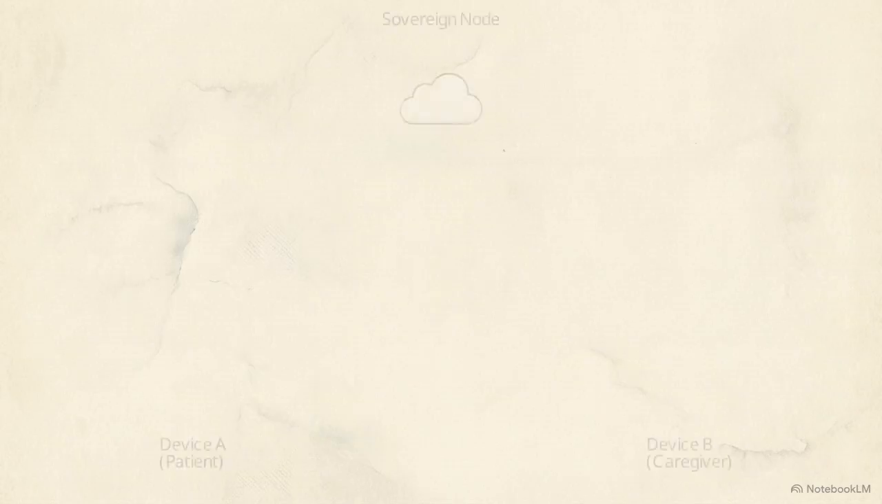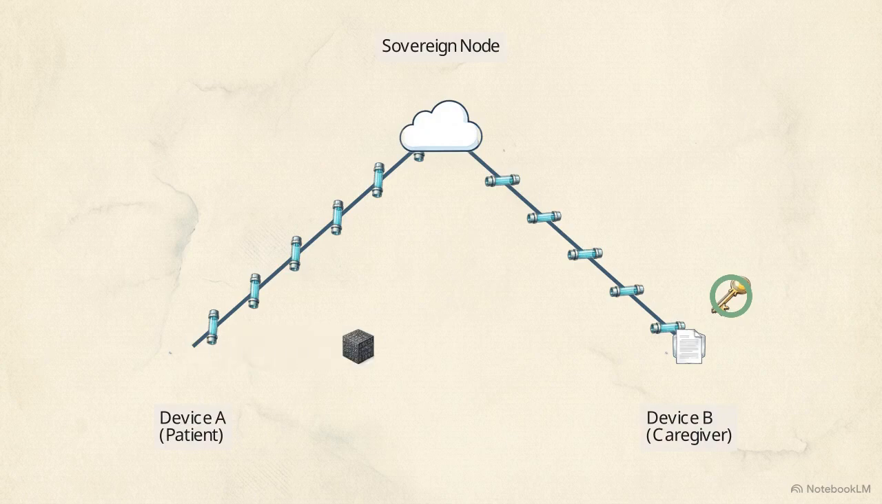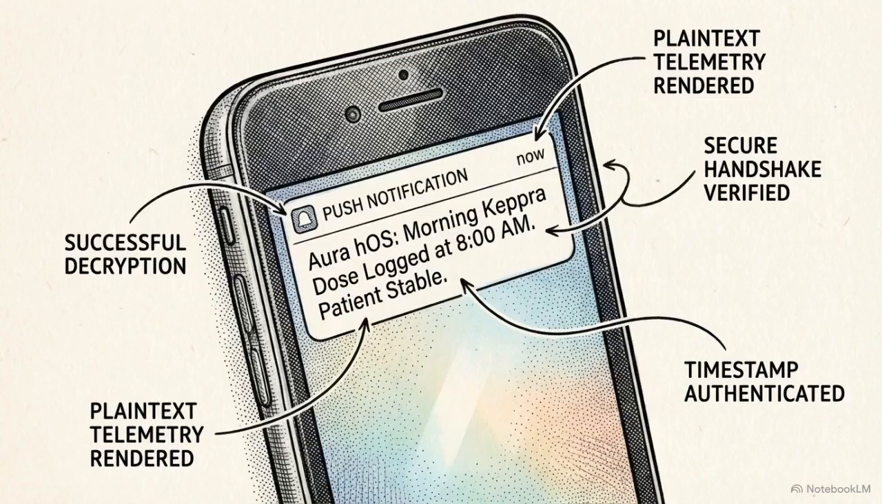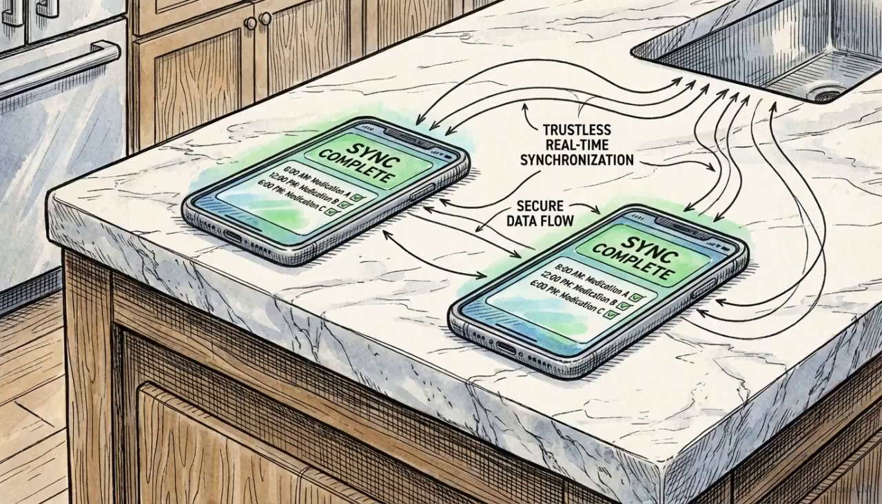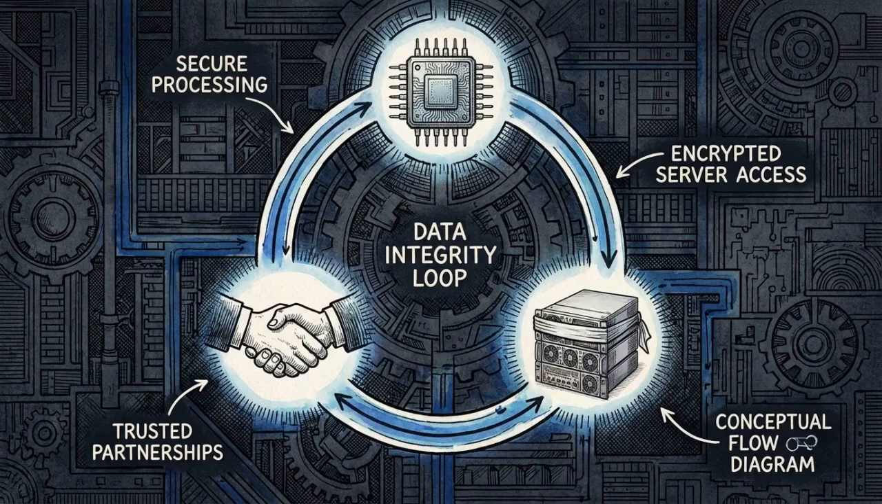A continuous, autonomous loop is now in effect. Device A silently pushes encrypted telemetry blobs to the sovereign node. Device B pulls the scrambled blobs from the server and applies the locally held air-gapped key to decrypt them. The plain text push notification successfully renders on the caregiver's device. Optical key exchanges allow absolute endpoint verification, proving that families can achieve real-time synchronization without surrendering trust to the transport layer. The architectural loop is complete. Edge-based AES-256 encryption, routed through blind Supabase relays, and unlocked via out-of-band handshakes.